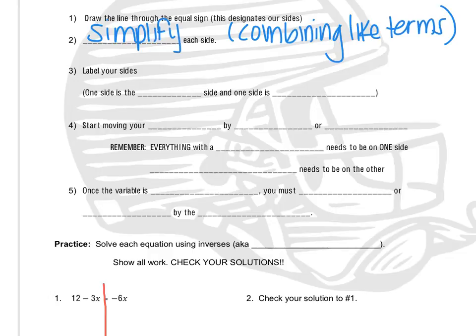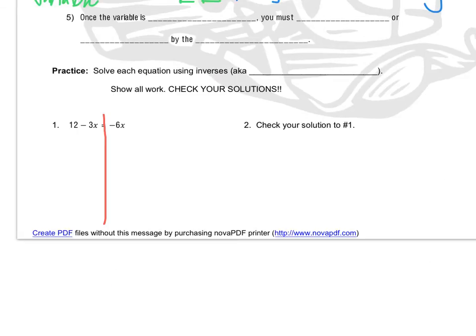So step 3 is to label our sides. Remember, one side is the variable, and the other side is everything else, which we abbreviate as EE. That just gives us an idea of what we need to put where. So this time I'm going to label my left side as my variable, which is my x's, and my right side is EE, which again stands for everything else.